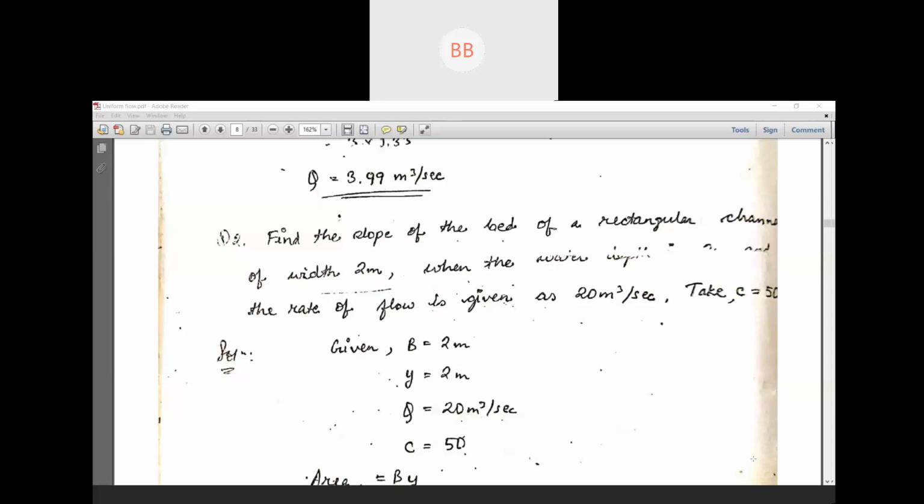So you write down the question. Find the slope of the bed of a rectangular channel of width 2 meter, when the water depth is 2 meter and the rate of flow is given as 20 meter cube per second. Take C equal to 50.